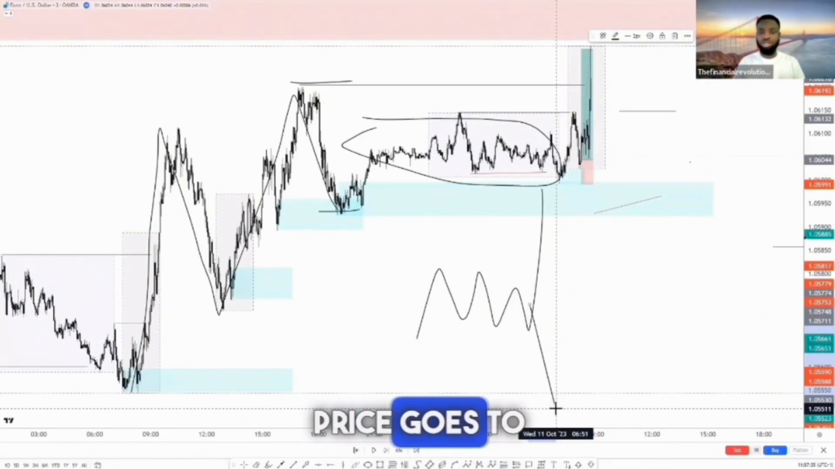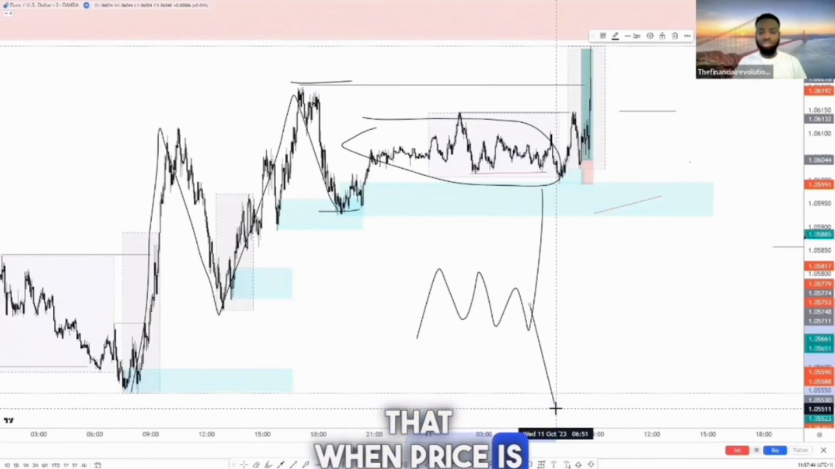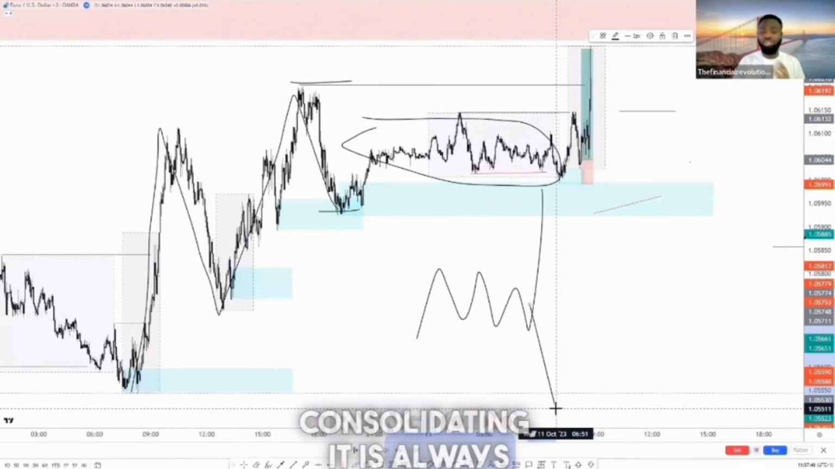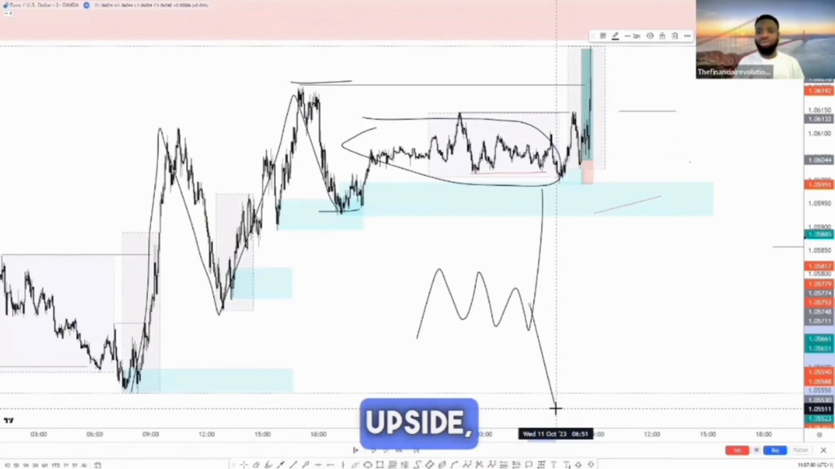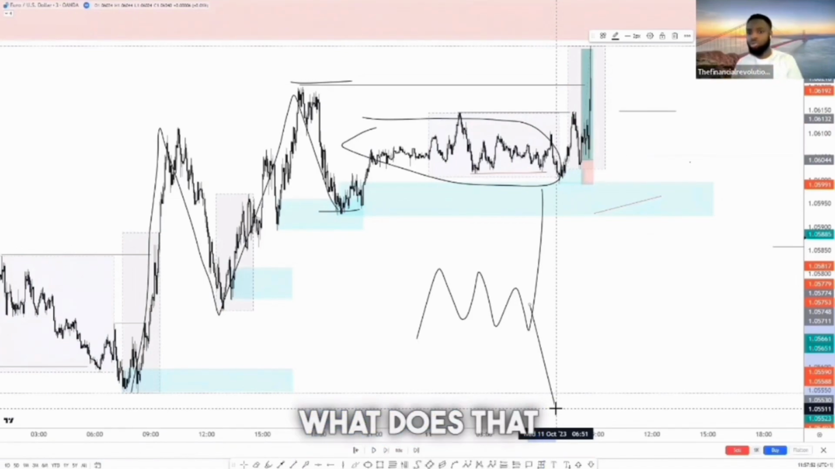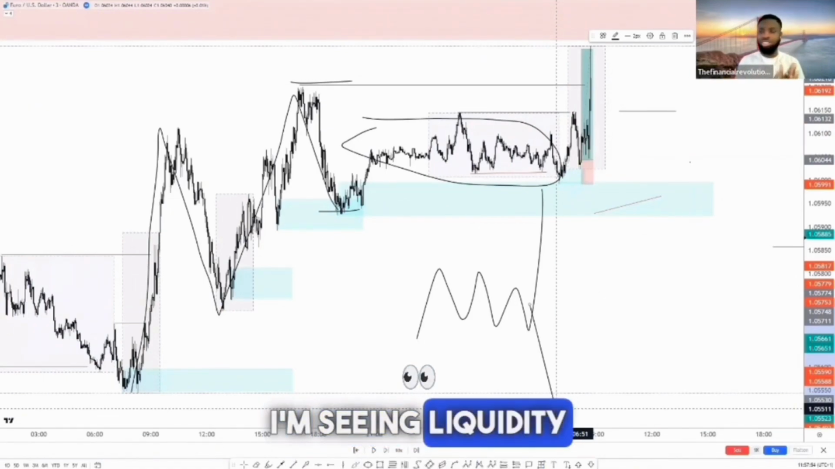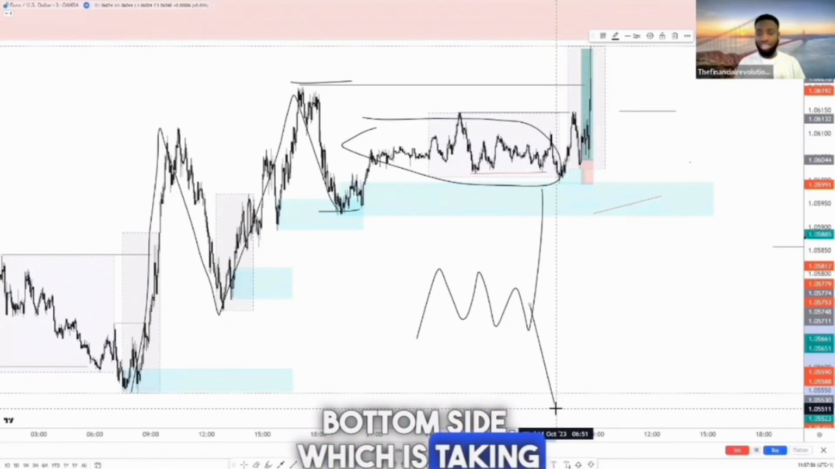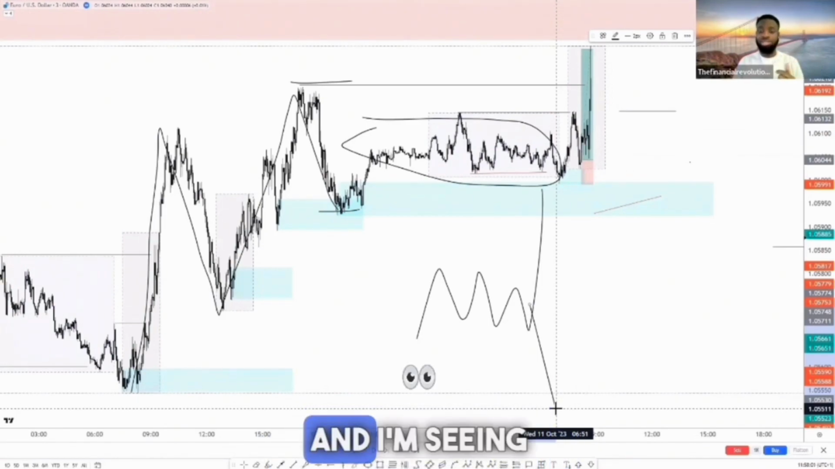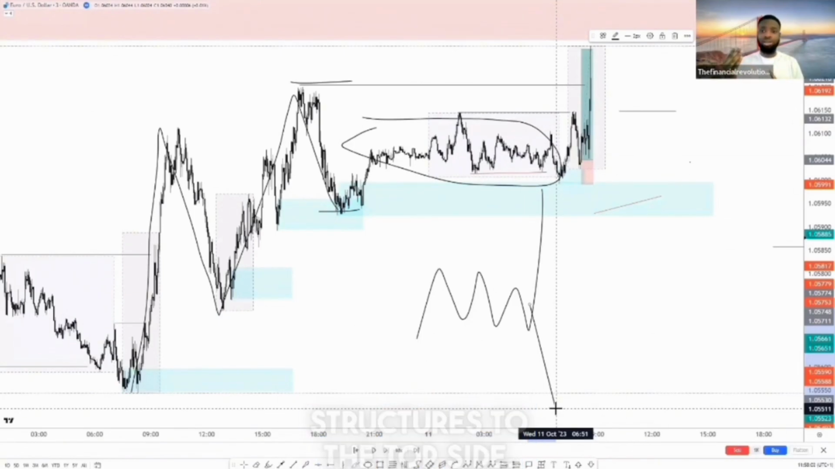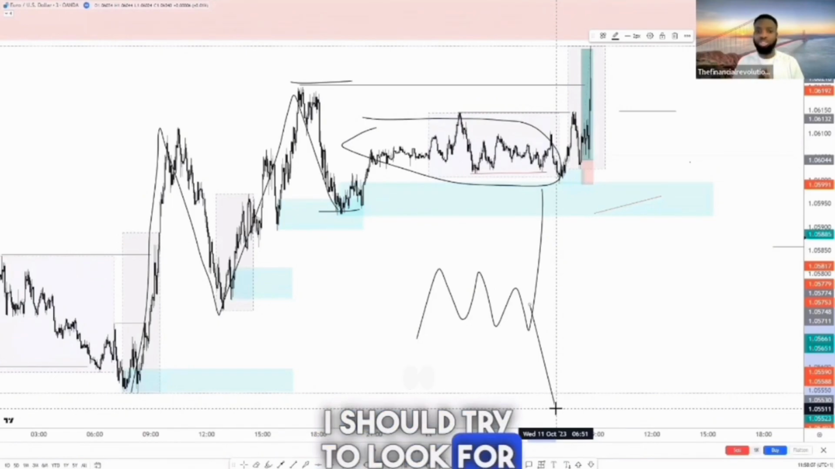Now, before price goes to the upside, when we get consolidation, and I understand this, that when price is consolidating, it is always trying to do something, either accumulate or distribute. If I want price to go to the upside, I'm going to be anticipating accumulation. What does that mean? If I'm seeing liquidity sweeps to the bottom side, which is taking out preemptive sellers and early buyers, and I'm seeing break structures to the top side, that is my indication price is going to be going to the upside. I should try to look for a position to get in.